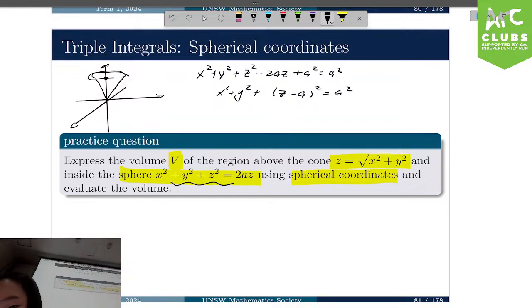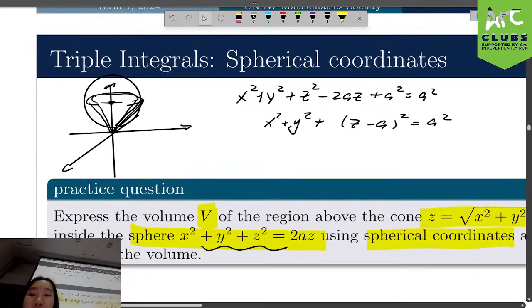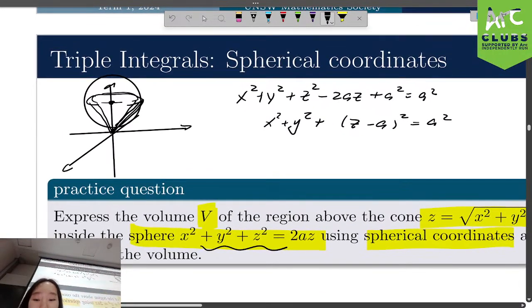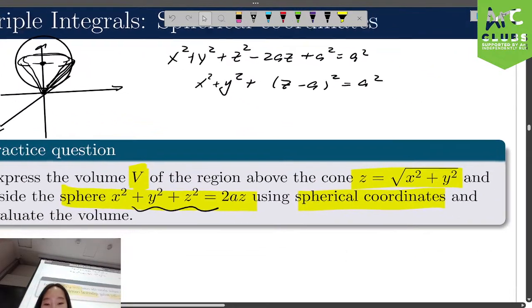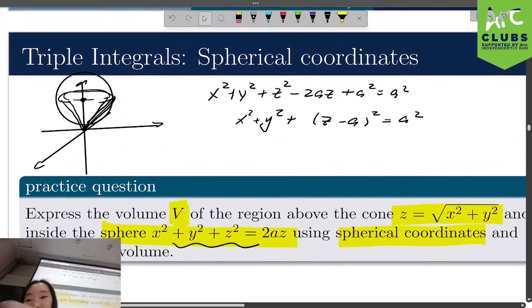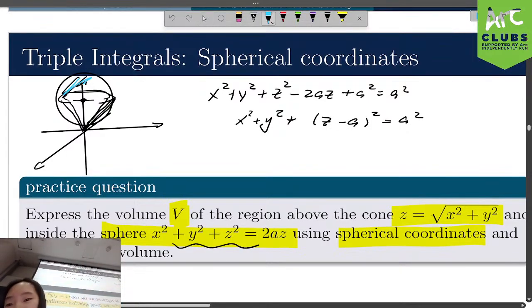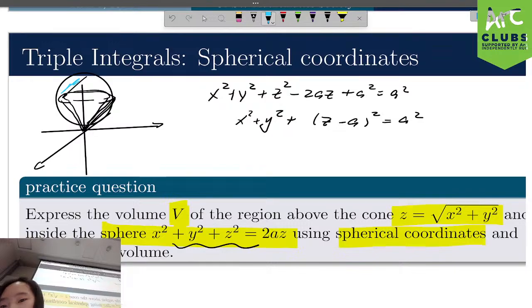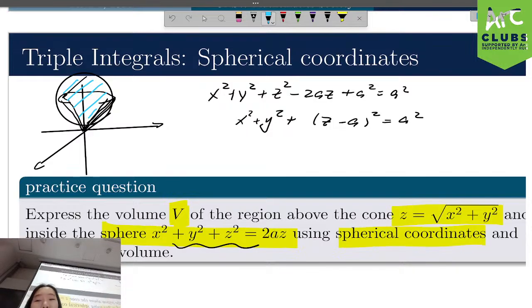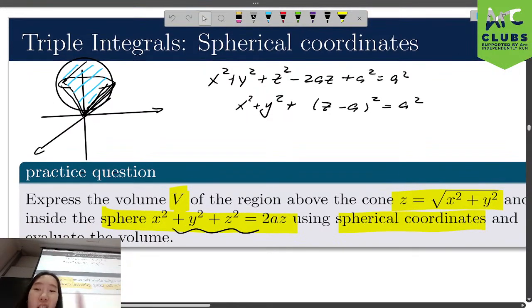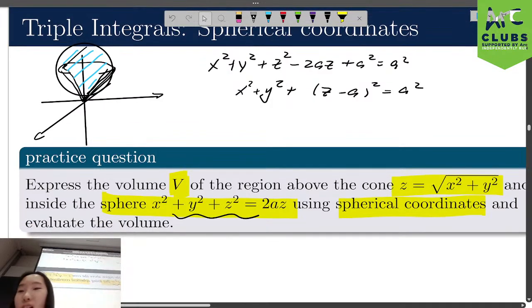Probably this one has to look bigger. Okay, like this one. The cone is like that. And our sphere. Okay, cool. It looks like that. Let's go through the origin. And the volume that is above the cone and inside the sphere will be this part. It looks like ice cream. So it's a cone with a ball at the top.